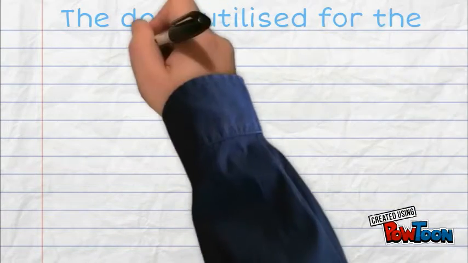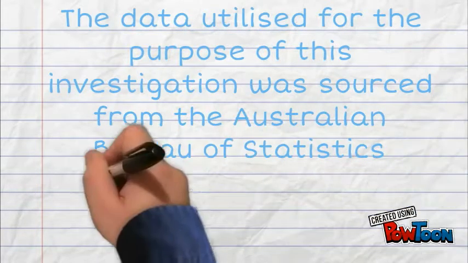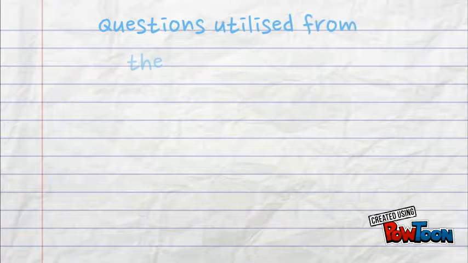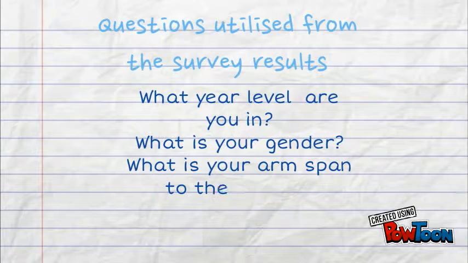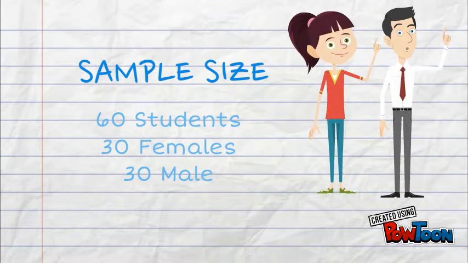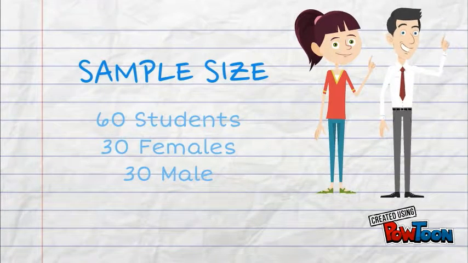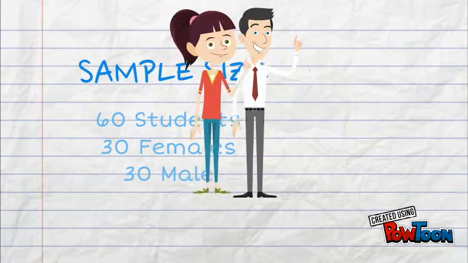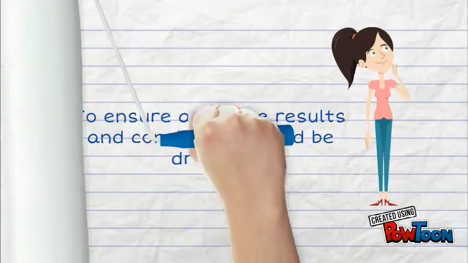The data that's been utilised for the purpose of this investigation was sourced from the Australian Bureau of Statistics Census at School 2014 questionnaire. To answer the question regarding whether males or females have a greater length arm span, the year level of students, their sex, and their arm span was crucial. Initially, I selected a sample size of 50 Year 7 students, which was inclusive of both males and females. However, I found the data difficult to separate in terms of genders and decided to construct this investigation appropriately and accurately. I needed to separate the data by using 30 males and 30 female Year 7 students. This enabled me to ensure that accurate results and conclusions could be drawn from the data.